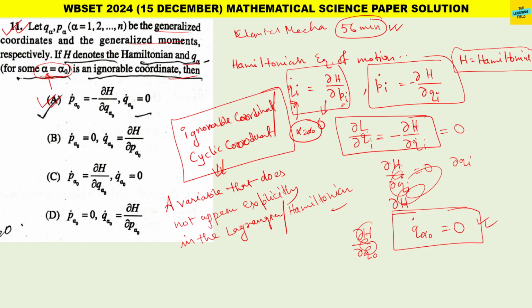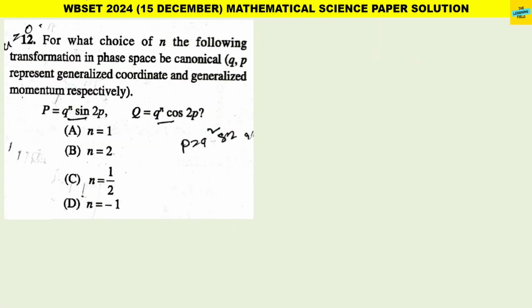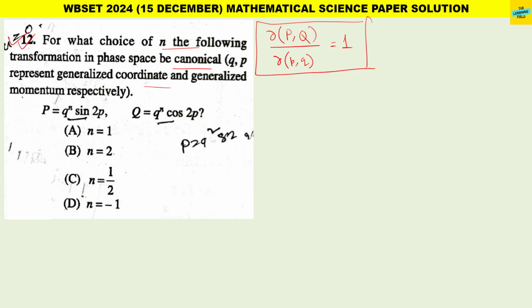I am really very sorry. Now next question. This is also a common concept from my video. For what choice of n in the following transformation is the phase space a canonical transformation, representing general coordinate and general momentum? This is a very basic problem. You just need to show that the Jacobian of ∂(P,Q)/∂(p,q) is equal to 1. This is the condition for a transformation to be canonical. This is also a very common concept, and it is also covered in my video.